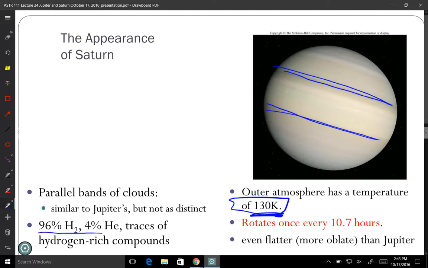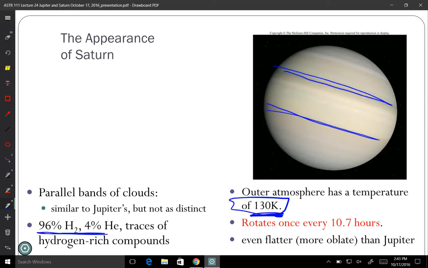Also notice the percentage of gases is different than Jupiter's. Jupiter was 90% hydrogen, 10% helium. Saturn, 96% hydrogen, 4% helium. What's left? Only trace amounts of other gases in both. And notice this one rotates once every 10.7 hours, a little bit longer than the 9.9 hours of Jupiter. But once again, that's a pretty short day, especially when you consider that these are big objects. Rotating a big object that quickly means that it's really whipping around the equator.